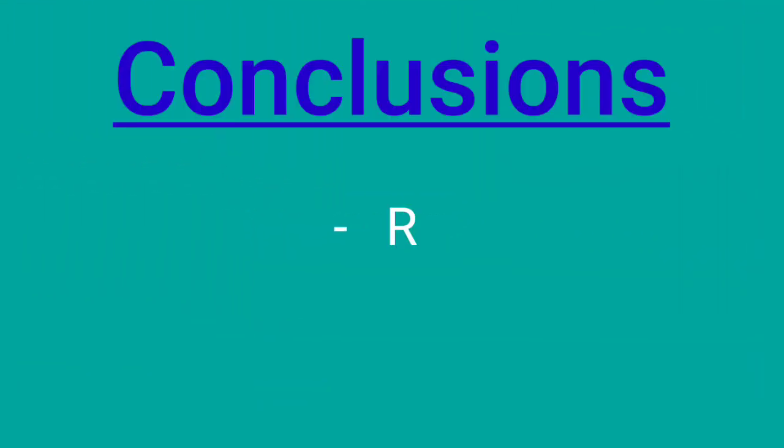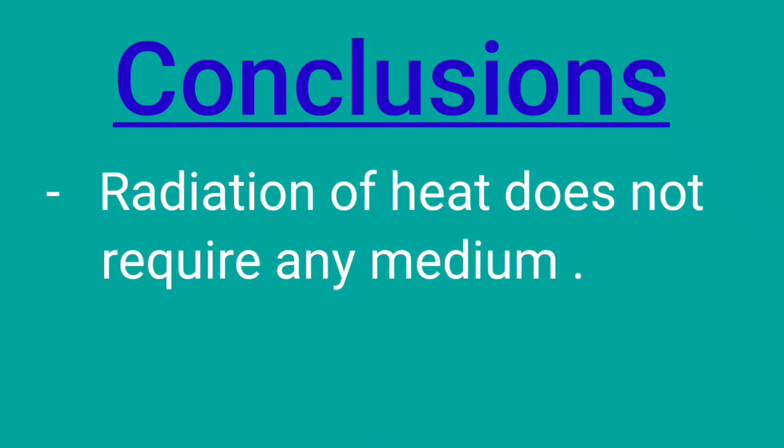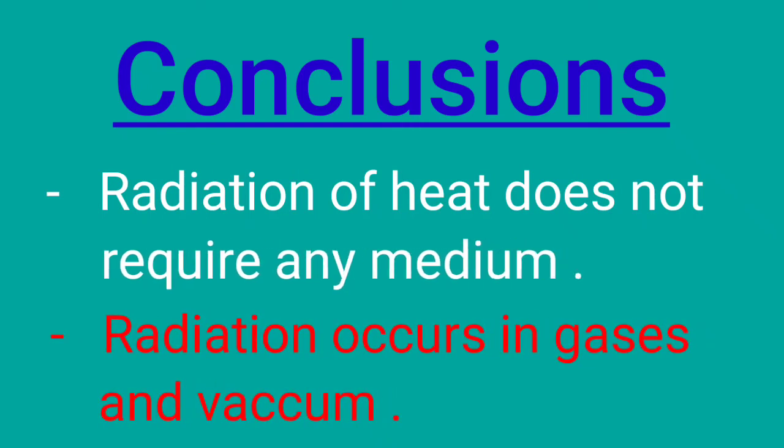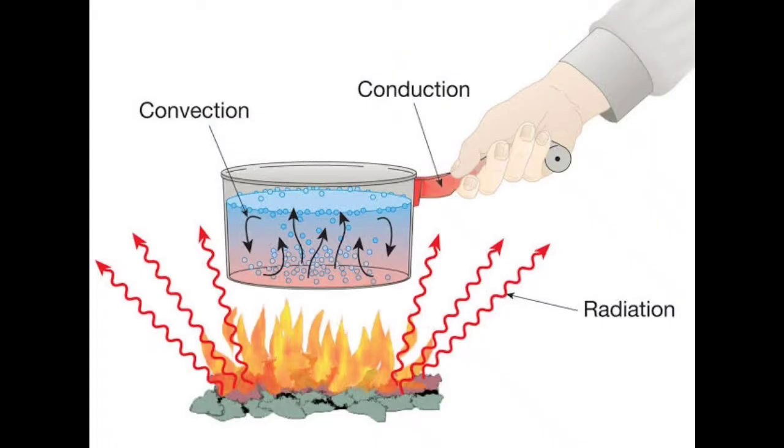From this activity, we have the conclusion. First, radiation of heat does not require any medium. Radiation occurs in gases and vacuum. See in this picture, the sun's heat reaches us in radiation mode. Warm air rises in convection mode. Also in this picture, we see the three modes of heat transfer given.